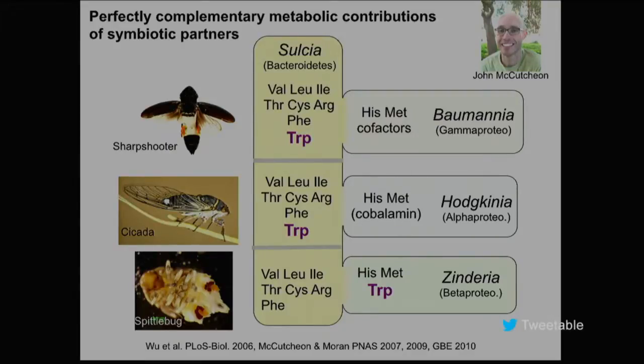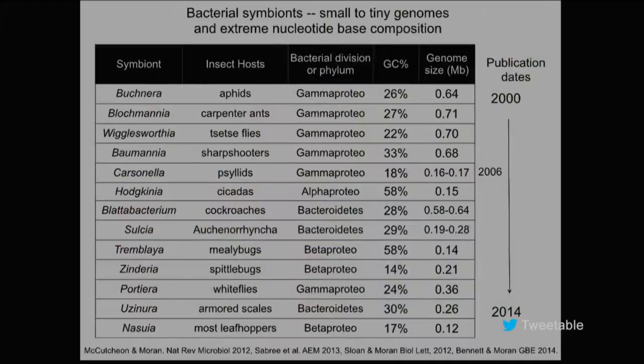And then finally, in these insects, the spittlebugs, the Sulcia makes 7 of the amino acids, and its partner, which is a beta proteobacterium, makes the 3. It actually adds the tryptophan. So you get this really reassuring pattern that genomics really is telling you something about the metabolic capabilities in these relatively simple metagenome systems.